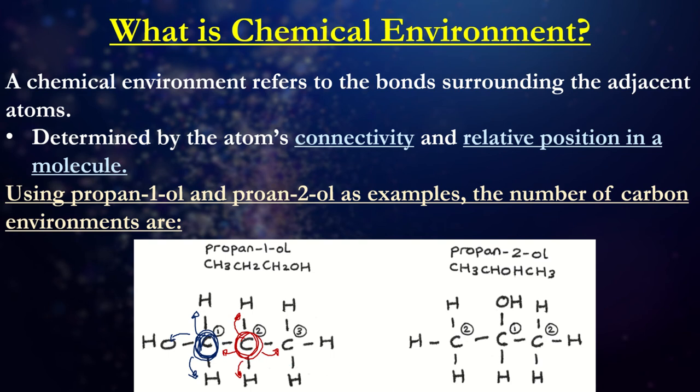If I go then to this third carbon here, you can see again the adjacent atoms it's bonded with is much different from this carbon here or this carbon here. So in total we have 1, 2, 3 carbon environments according to this. Whereas if we go propanol, propanol, we can see that we have 2 carbons that share the exact same environment, and then we have a center carbon here which has its own unique environment.